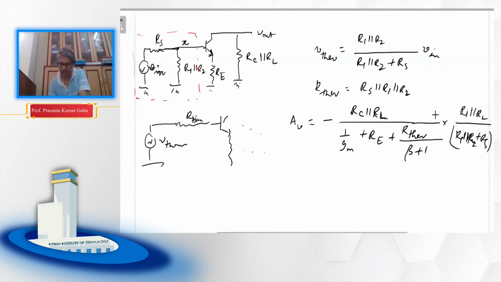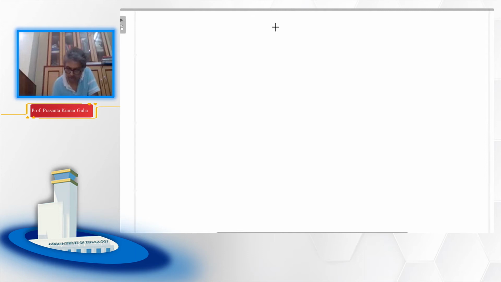Now what we will do, we will discuss briefly the other two configurations. You remember we said that we will discuss three configurations as far as the amplifier circuit is concerned. So far we have concentrated only on discussing common emitter mode. So let's start another topology, which is common base.